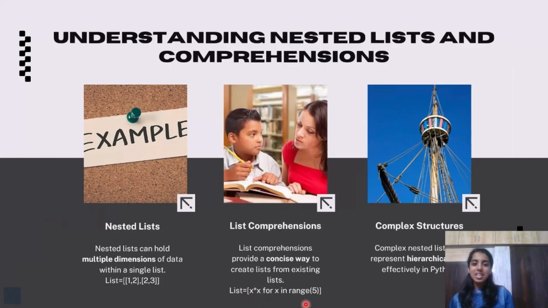Coming to the nested list, take a list to the next level. Imagine a list inside another list, like a box holding smaller boxes. This lets you create complex structures like matrices or tables. For example, the matrix that I have created here has two sublists. You can access elements by using a double index like matrix[0][1], which gives you the number 2. Together, these concepts help you write cleaner, more powerful Python code when working with collections of data.